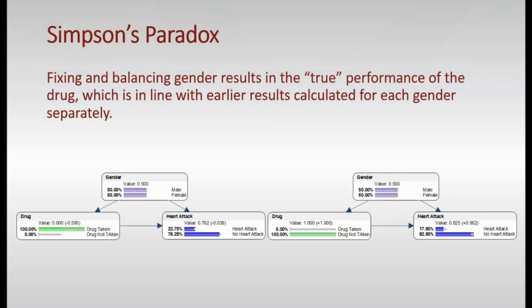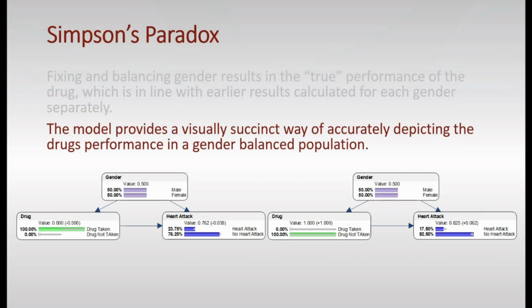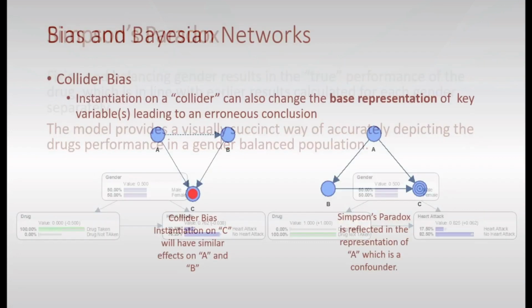So this is an example of Simpson's paradox I wanted to start you with here. And the model really provides just a succinct way of depicting the drug's performance in a gender balanced population.